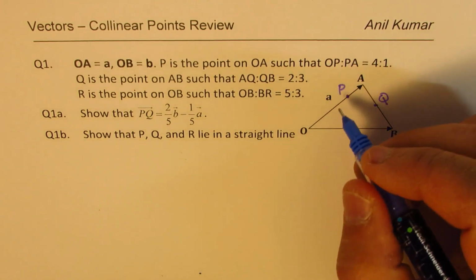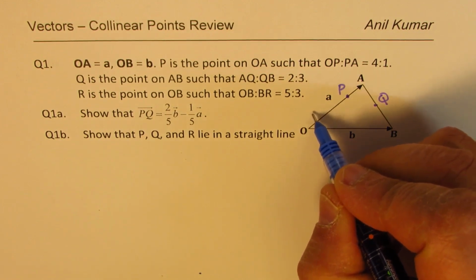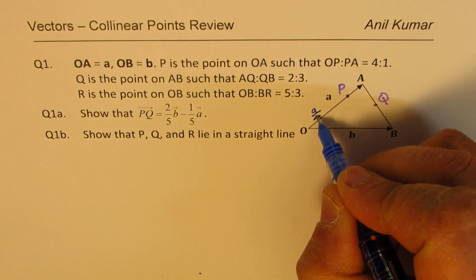Now let's write down the ratios in which they are given. This is 4 is to 1. So you could write this as A over 4, right?